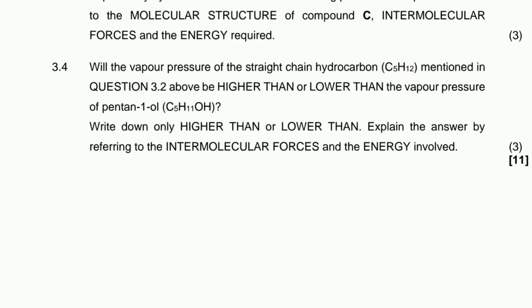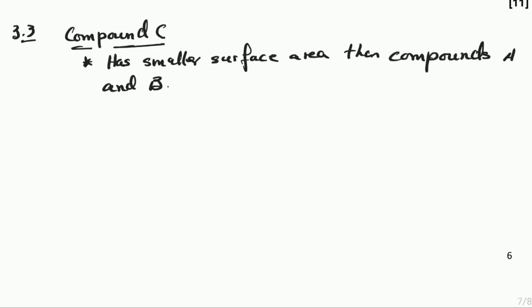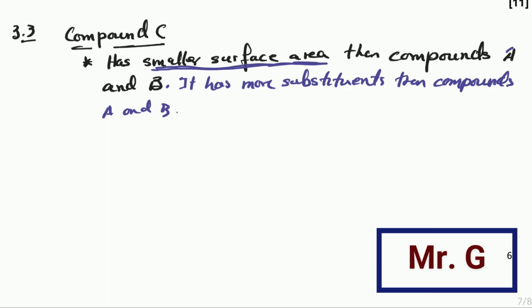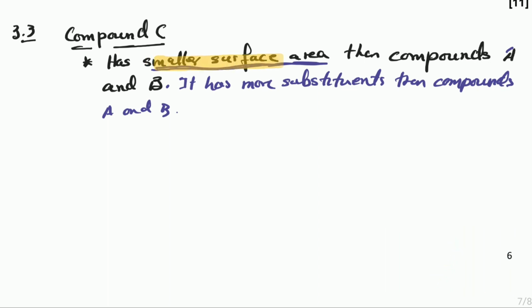So let's answer question 3.3 down here. Okay, the first thing you have to say is that compound C has a smaller surface area than compounds A and B. Remember, you are comparing, so you must say it has a smaller surface area than whatever you are comparing with. There are many ways to say this one, guys. You can also say it has more substituents than compounds A and B, it has more branches, it's more spherical, and so on. But all that is referring to the surface area of the compound.